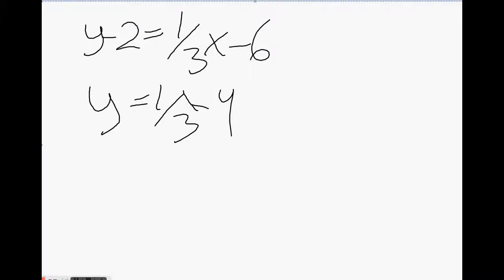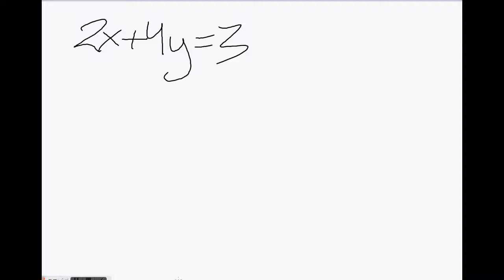Next is function form. So we have 2x plus 4y equals 3. So what is the function form? Function form is basically the same thing as y equals mx plus b for the most part, so we'll just do it that way.